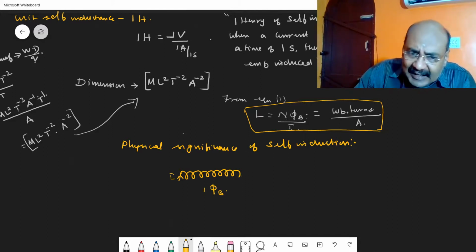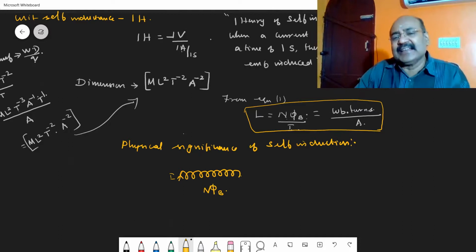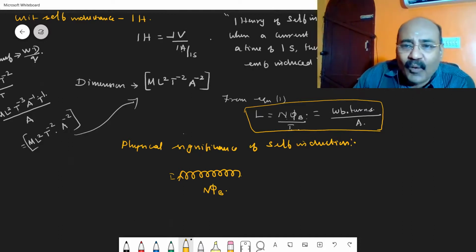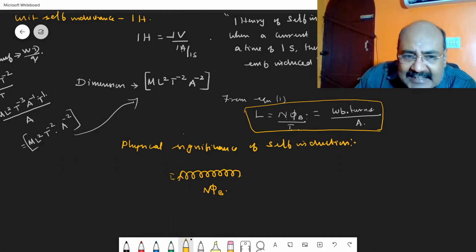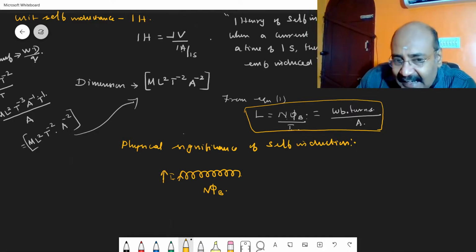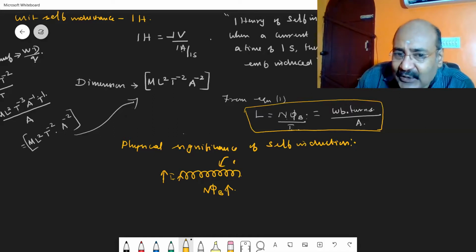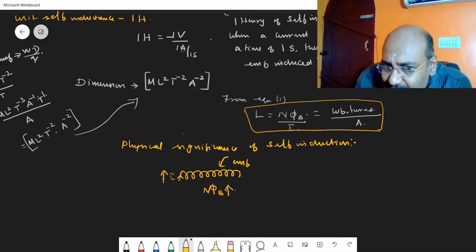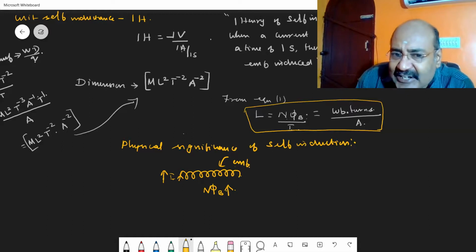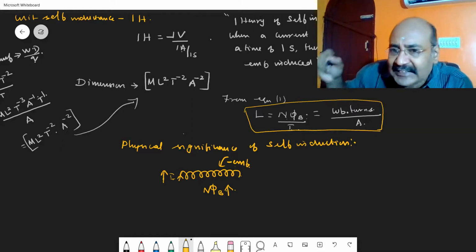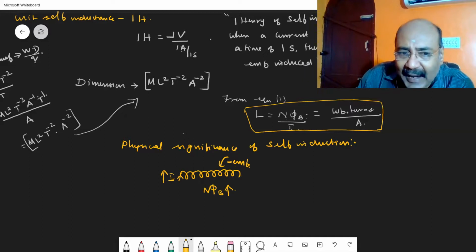Total number of turns available is n. So total flux linked is n into phi b. What happens whenever this current I changes? Let us take it increases. Whenever the current increases, then n into phi b also increases. So due to the change in the flux, an EMF is induced. This EMF induced is always in a direction opposite to that of the direction in which the current is supplied.